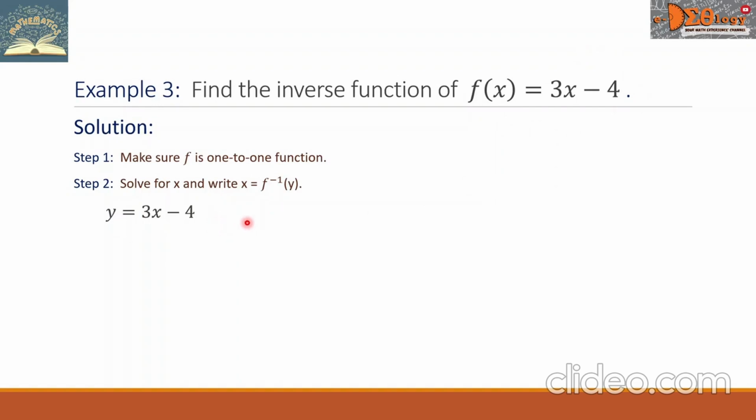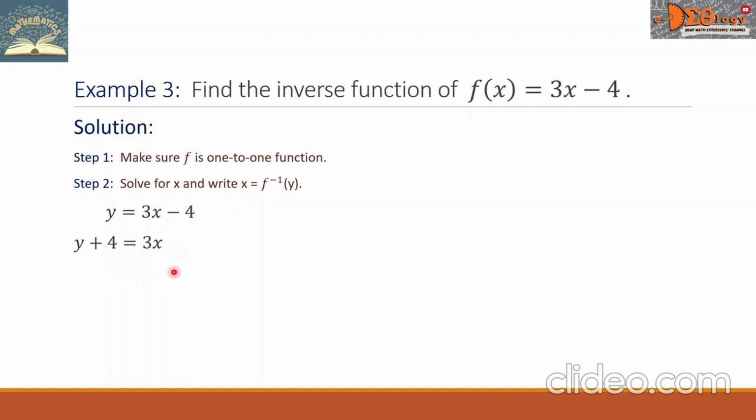Now we solve for x. This negative 4 we transpose to the left. The negative 4 becomes positive. So we have y plus 4 equals 3x. Then we isolate x.